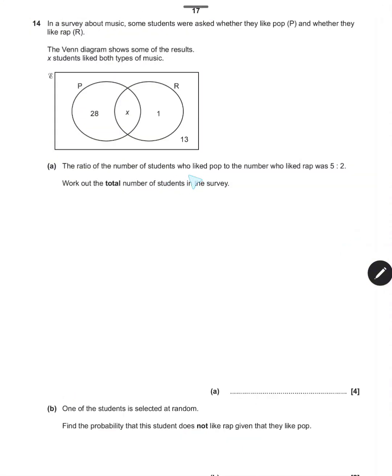Question 14, we've got quite a tricky Venn diagram to do. What we're given is students who like pop, which is all of these people, and students who like rap, which is all of these people. And we've got a ratio as 5 to 2, pop to rap.